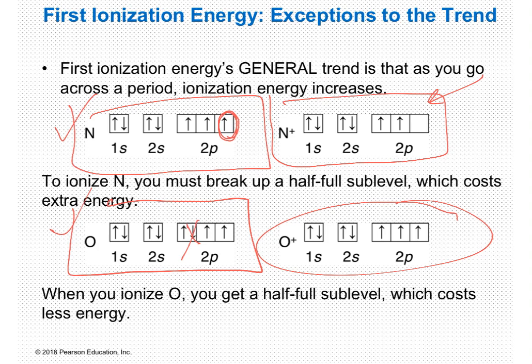So you can see, hopefully you remember, that there's something very stable about sublevels that are either half full or completely full. So look what happens. Oxygen has an unusually low ionization energy, which means it's unexpectedly easy to remove its electron. Why is that? Because when we remove an electron from oxygen, we have moved to a half-full p sublevel, which is very stable. So that explains that anomaly.